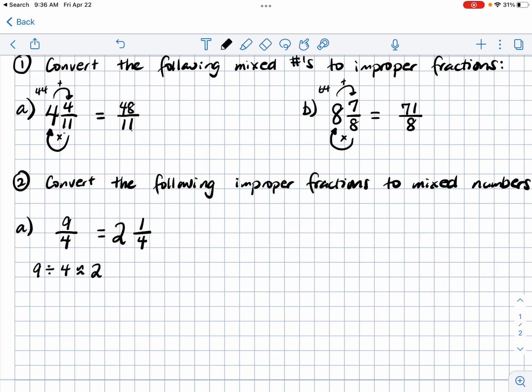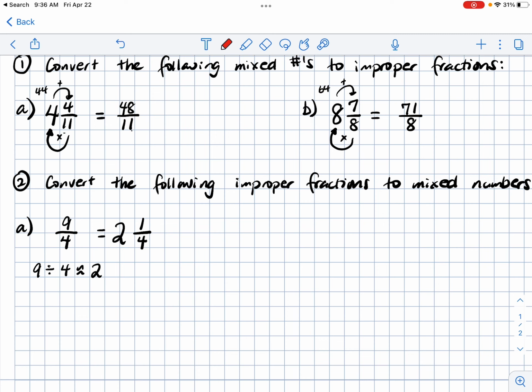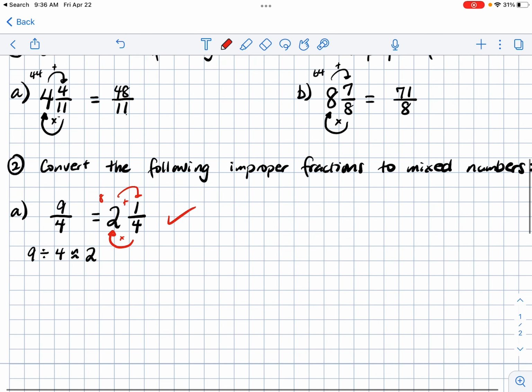There is a really good way to check your answer because you just follow the steps as in the examples in number 1 above. So I'm going to follow my steps and check and see if I'm right. So 2 times 4, what is that? That gives you 8. What's 8 plus 1? That gives you 9. So we know that these two are equivalent. So again, to repeat the steps, you're dividing the numerator by the denominator. You're getting the closest whole number, and that will become the whole number part of the mixed number. The remainder is what the numerator of the fraction will be.